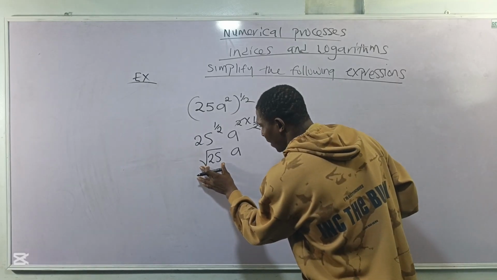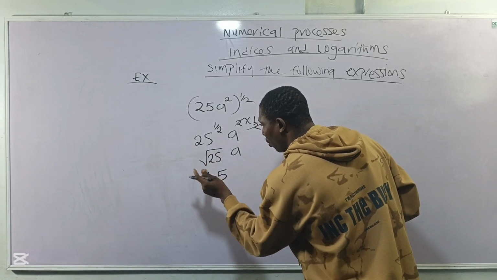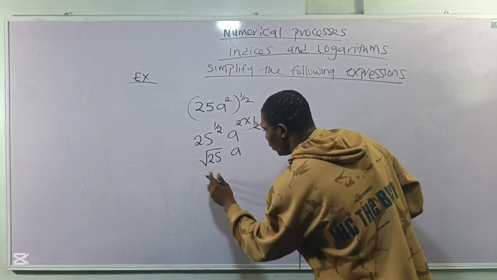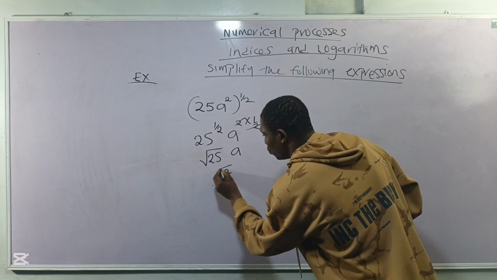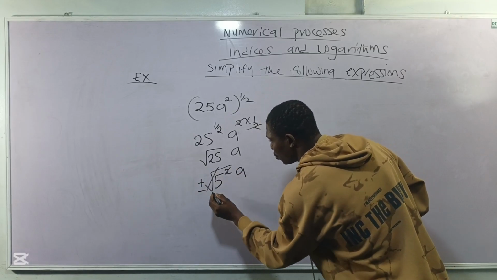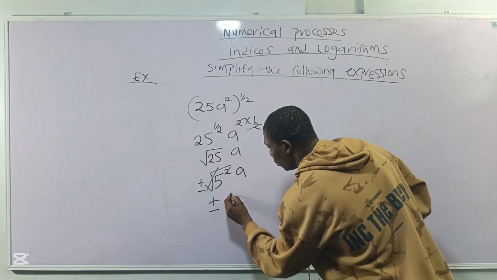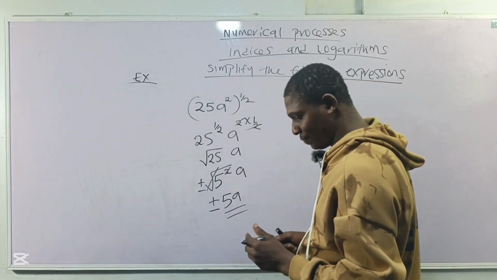Our square root of 25, remember, should be plus minus 5. Or I can go further to say this will give me 5 raised to power 2 square root, plus minus a, and square will cancel square root, and I have plus minus 5a as my answer.